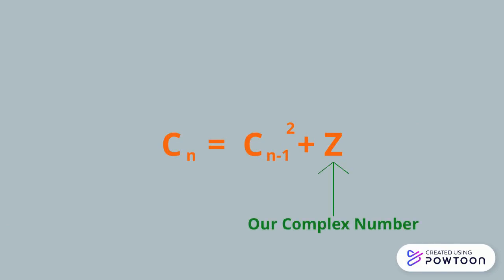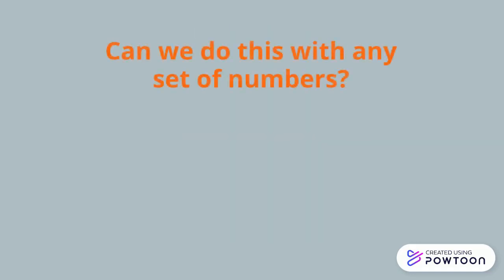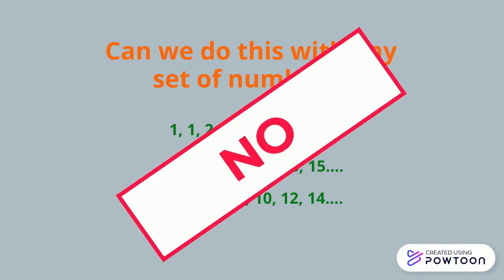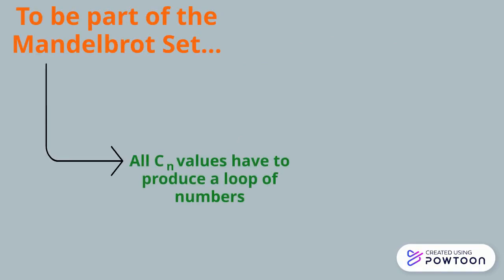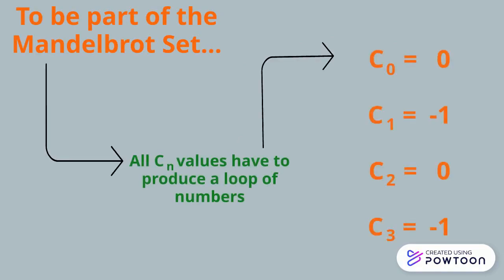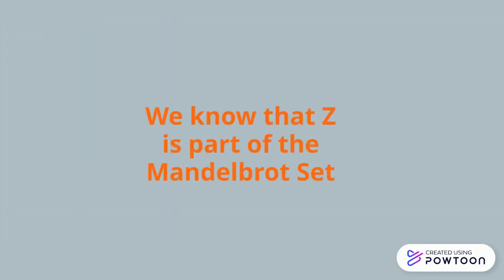In this equation, z is our complex number, and Cn-1 is the value of the previous index of the set. But can we just pick any random set of numbers and zoom in? The answer is no. To be a part of the Mandelbrot set, the set of values Cn must produce a continual loop of the same values repeating over and over again. If this occurs, then we know that the complex value z is a part of the Mandelbrot set.